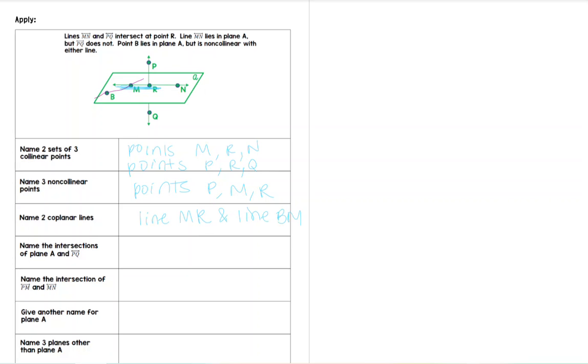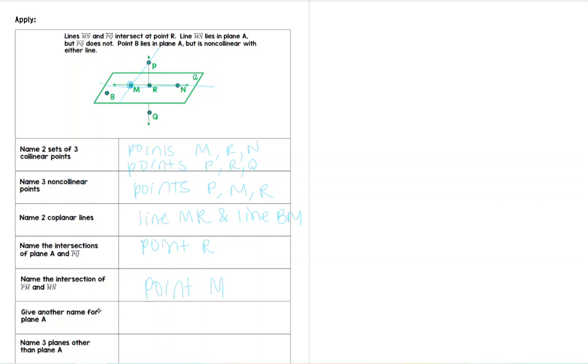Name the intersections of plane A and line PQ. So plane A is right here, and it's intersecting with the line PQ. So the point that it intersects at is right here at point R. And that is the only place that those two things are meeting. So our plane and our line are only touching at that one point. The intersection of line PM and MN. So PM, or the line there, is right here, and MN is right here. So those two lines are intersecting at point M.